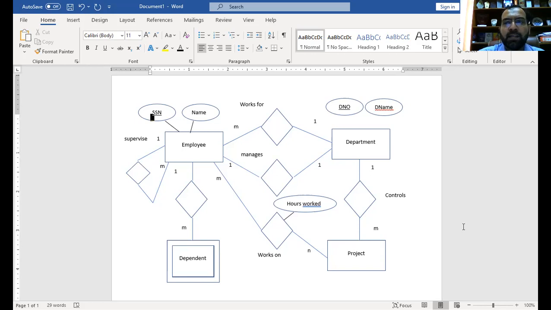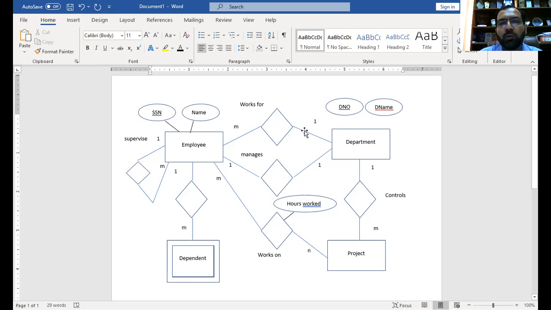You can also represent the participation constraint. How will you define the participation constraint? Let's take one example between employee and department. Employee works for one and only one department. Yes, this participation is total, because any employee has to work in a department. A department might have one or more employees. In a department, you must have one or more employees. So a department cannot exist without an employee. So participation constraint is total from both sides.